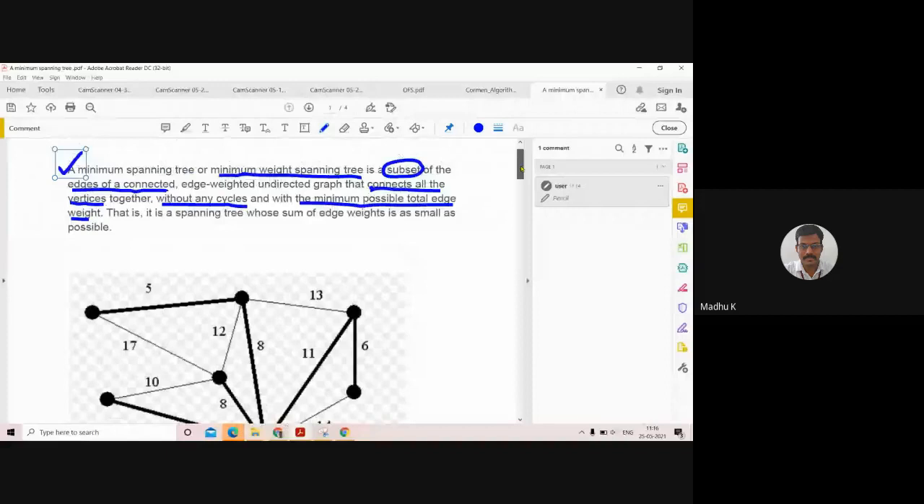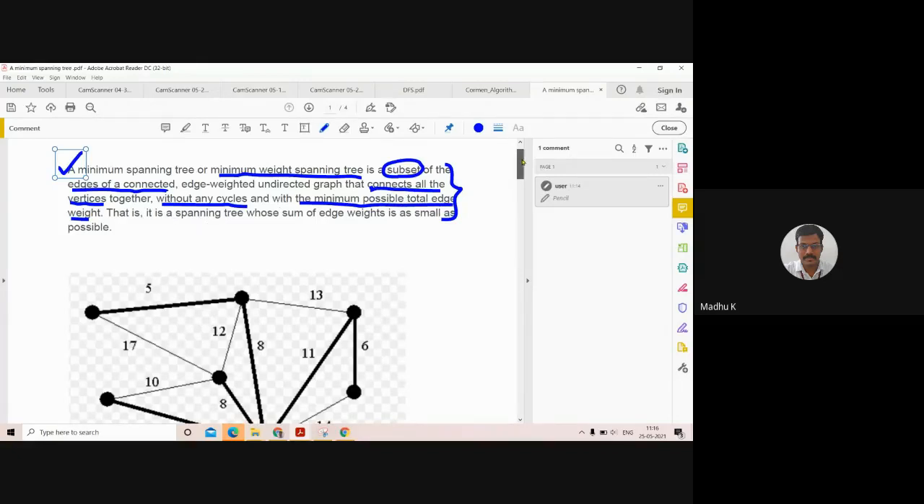A tree that satisfies all these properties is called a minimum spanning tree. So what is a minimum spanning tree? A minimum spanning tree is a subset of the edges of a connected, edge-weighted undirected graph that connects all the vertices together without any cycles and with the minimum possible total edge weight.